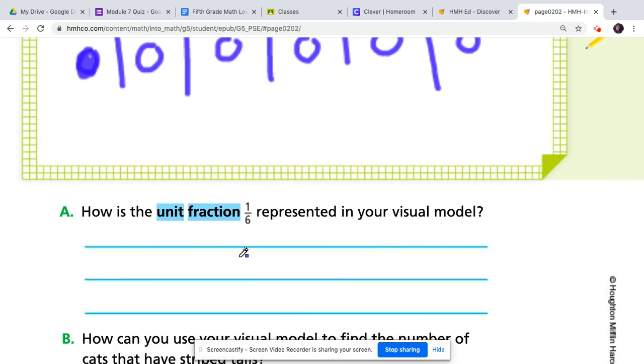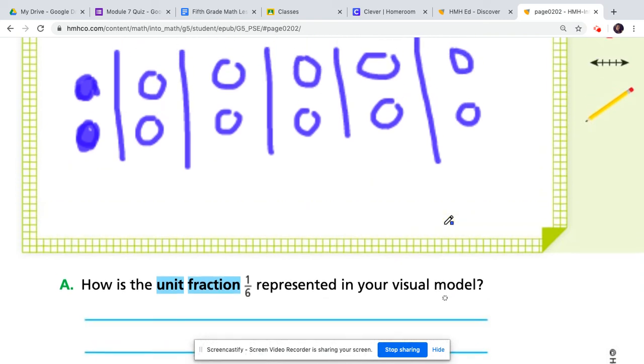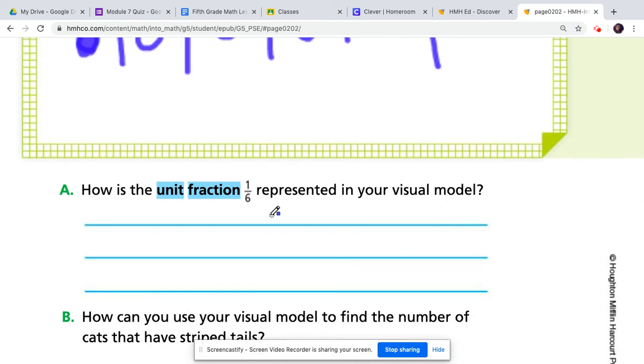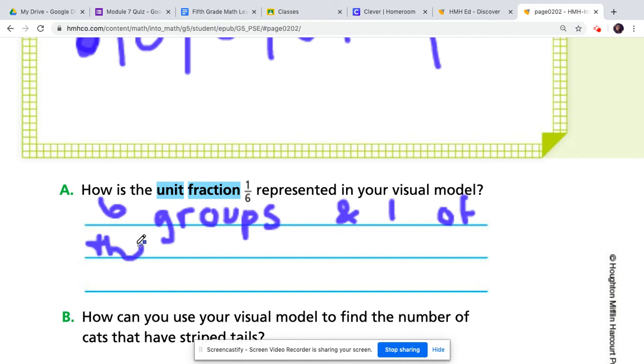Okay, so now part A says, how is the unit fraction 1/6 represented in your visual model? Well, it's represented because I arranged the cats into six equal groups, and 1/6 is represented by one of the six groups being shaded in. Okay, so I have six groups. I'm just going to shorthand it. One of the six groups is shaded in.